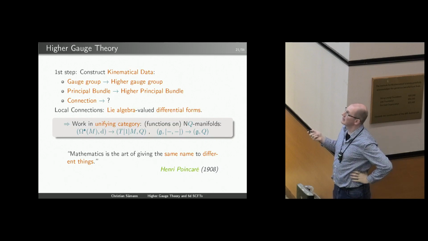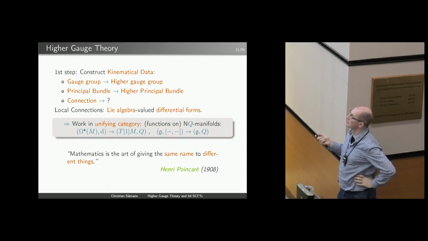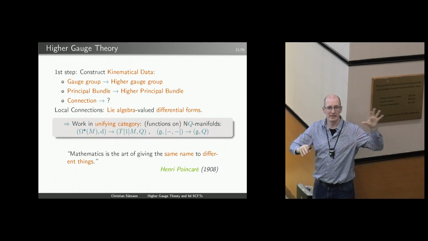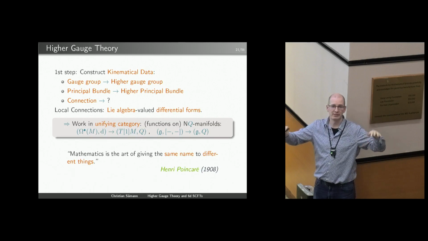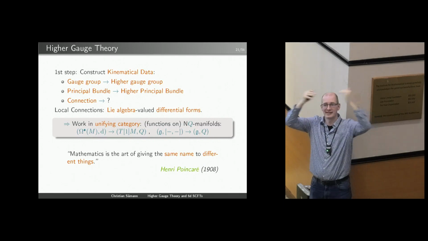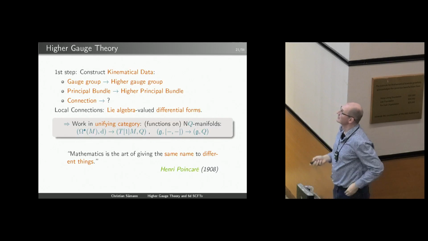So local connections are Lie algebra valued differential forms. Now the problem is that we have two different things that we want to somehow mesh together. We have Lie algebras and we have differential forms. Just as we don't compare apples with pears, we shouldn't compare these two, or put them together. I should lift it up into a category, fruits or something like this, right? And then we can suddenly merge these two, right? So how do we do that?